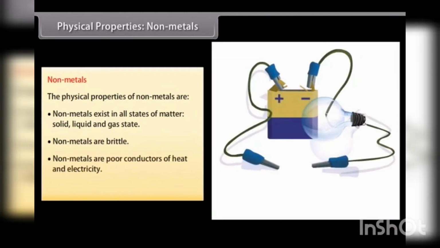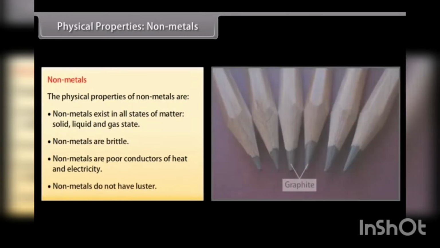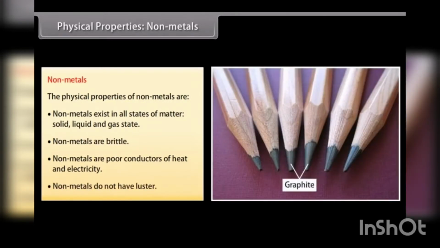Poor conductors of heat and electricity. Non-metals are poor conductors of heat and electricity. Graphite, carbon, is an exception as it is a good conductor of electricity and is used in making electrodes. Luster. Non-metals have no metallic luster and do not reflect light.